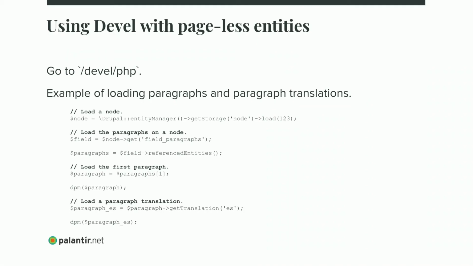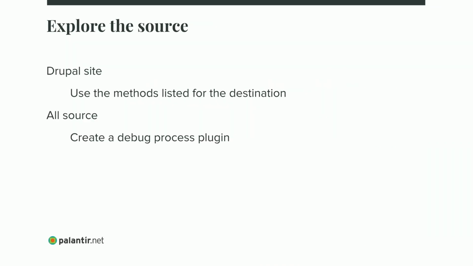Devel has a limitation that those tabs only show up on page-based content. If you have pageless content like paragraphs, there is a tab if you want to use the browser. You can enable Devel and then PHP, and then you can just paste PHP in there and start printing messages. This is useful for something like paragraphs, where you're loading a specific entity in a specific paragraph, and it just prints it to the screen. So that's helpful. You don't need to install any extra tools except for Devel.